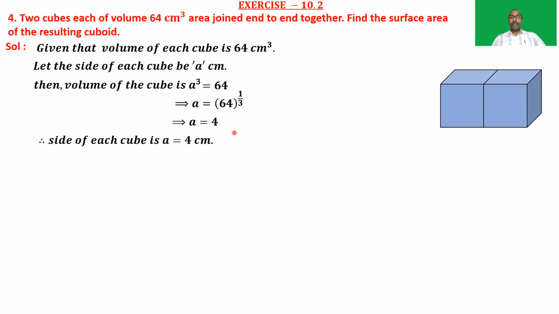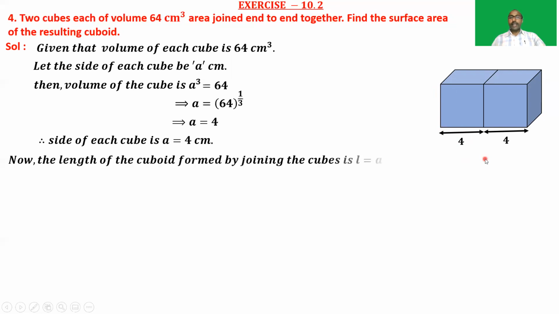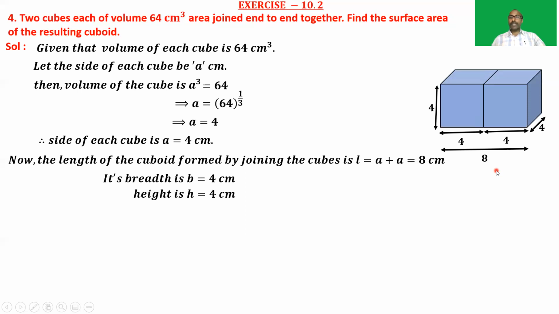Now consider this cuboid. The side of the first cube is 4 centimeter, and the side of the second cube is 4 centimeter. So the length of the cuboid so formed is 4 plus 4, that is 8 centimeters. Okay. And the breadth is the same as the previous picture, that is 4 centimeters, and the height also remains the same. So height is also equal to 4 centimeters.